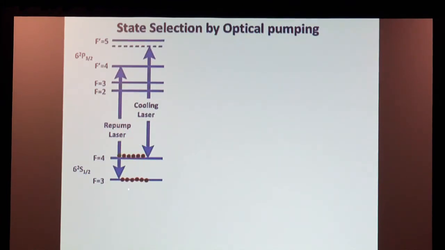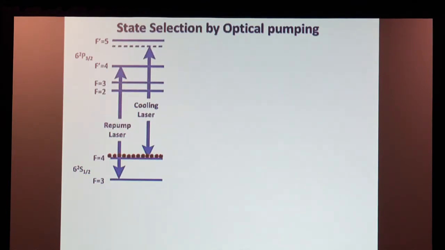Normally, as we said, in the ground state, the atoms of the F equal to 4 and 3 states are equally populated. But when you shine the lasers on them for laser cooling, these F equal to 4 atoms cycle back and forth between 4 and 5 prime, thanks to this cooling laser. However, the atoms in state 3 are pumped to this state. So very soon, all the atoms end up in the state F equal to 4. So by virtue of this process of laser cooling, we also achieve state selection.